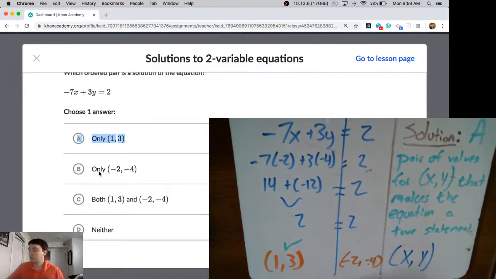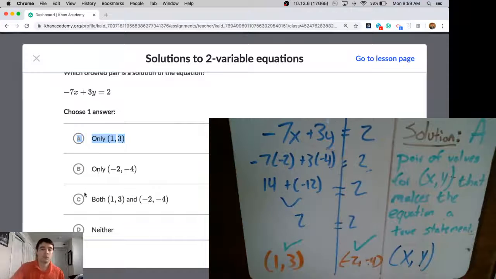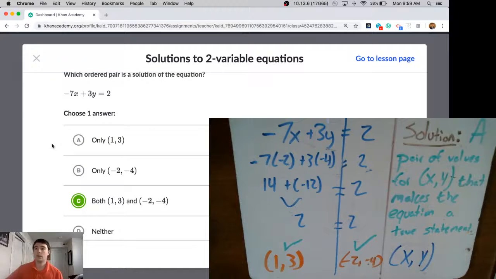So I see when I plugged in this other option, negative 2 and negative 4, the other possible solution they offered us, I see that also made the left side equal to the right side. So that tells me that both of these are in fact solutions to that equation.